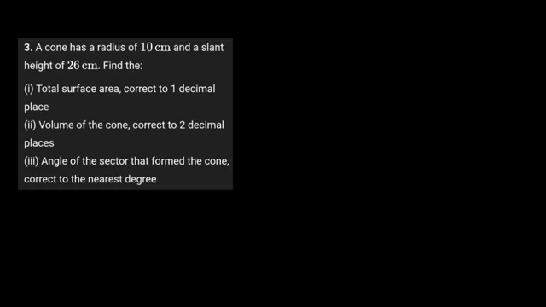So let's dive into the solution of this problem. Let's read the question. A cone has a radius of 10 cm and a slant height of 26 cm. Find: figure 1, the total surface area correct to 1 decimal place; figure 2, the volume of the cone correct to 2 decimal places; figure 3, the angle of the sector that forms the cone correct to the nearest degree. So we have 3 questions to solve under this question.